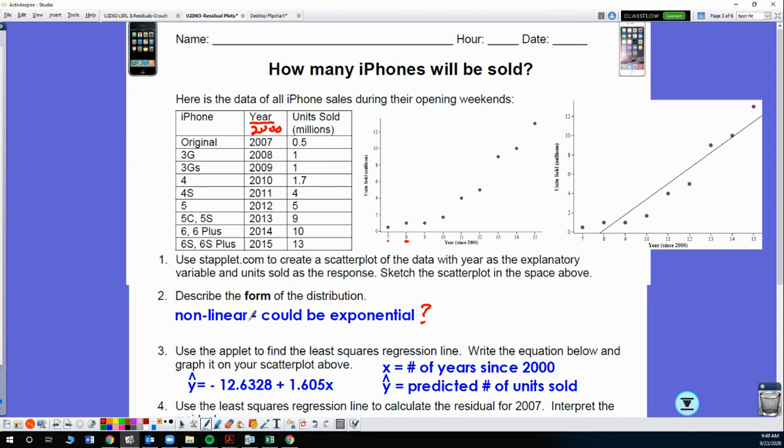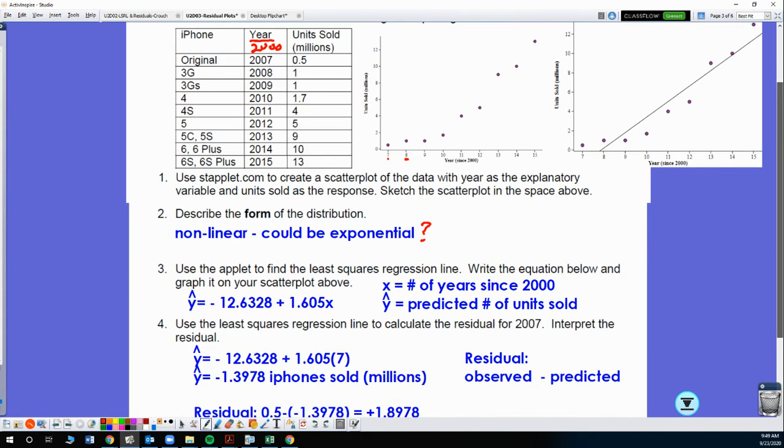But then number 3 asks us to calculate the least squares regression line. And so you can do that whether that's in your calculator or on the Statlet. And when you do that, it gives us our equation right here. So remember, this is y hat equals, in this case, negative 12.6328 plus 1.605x.